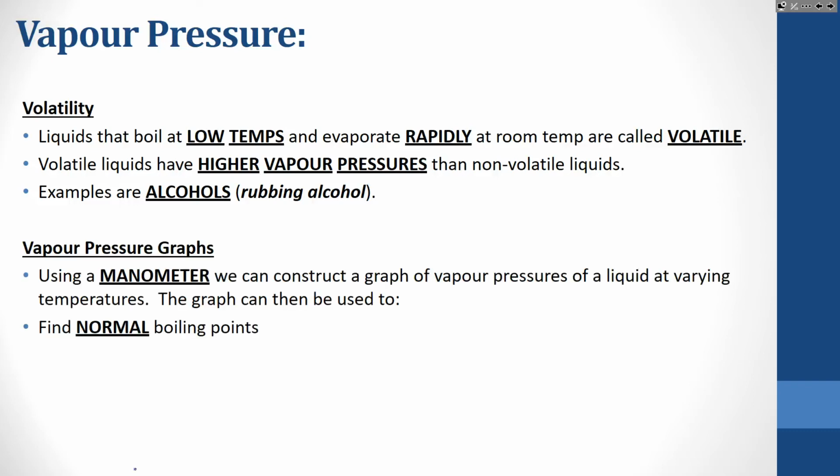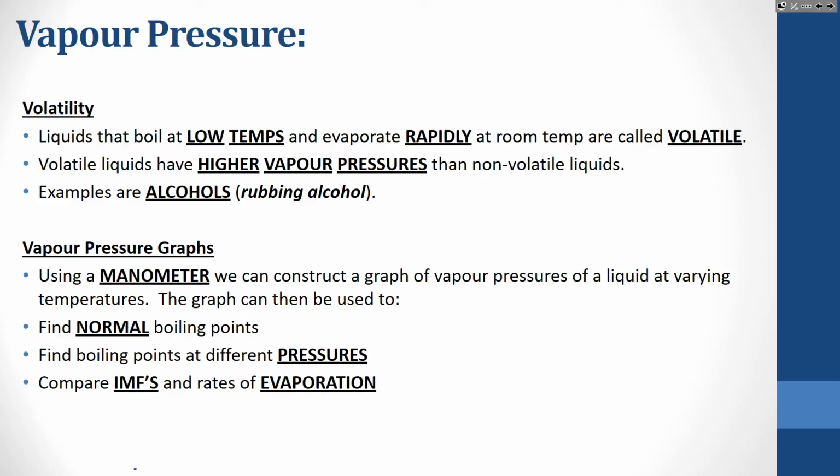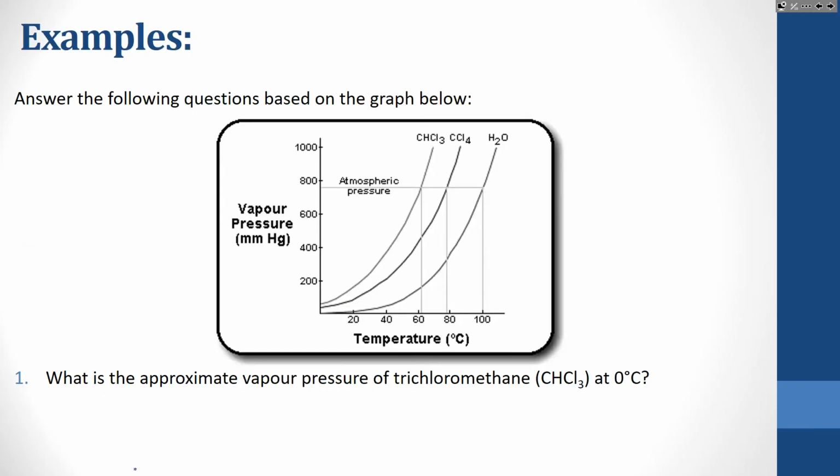So now we're going to look at vapor pressure graphs. Using a manometer, we can measure the vapor pressure of a liquid, or above a liquid, at different temperatures. And we can use that graph to find normal boiling points, find your boiling points at different pressures, and compare the intermolecular forces and how fast things evaporate. I've got some examples we'll go through, and I do understand this graph is not the greatest. I do not like this scale, but we're just going to deal with it as best as we can. I'll try to give better graphs on the worksheet assignments and tests that you'll have to use. But this will at least give you the gist of what we're trying to do.